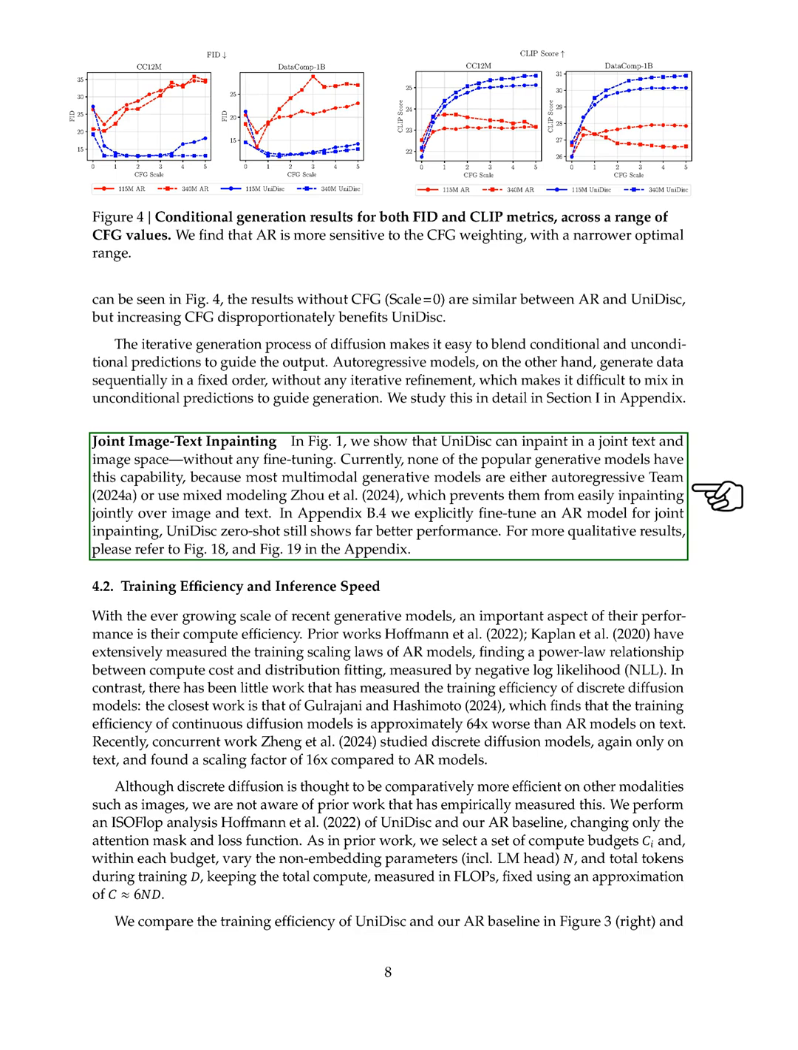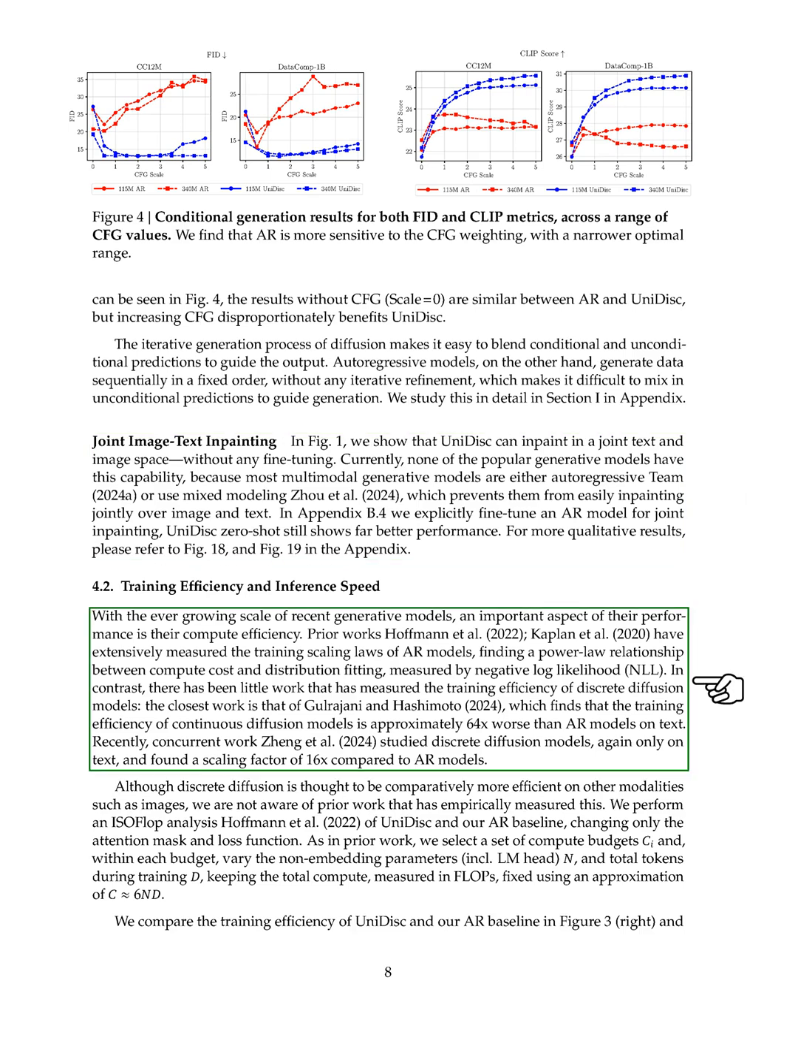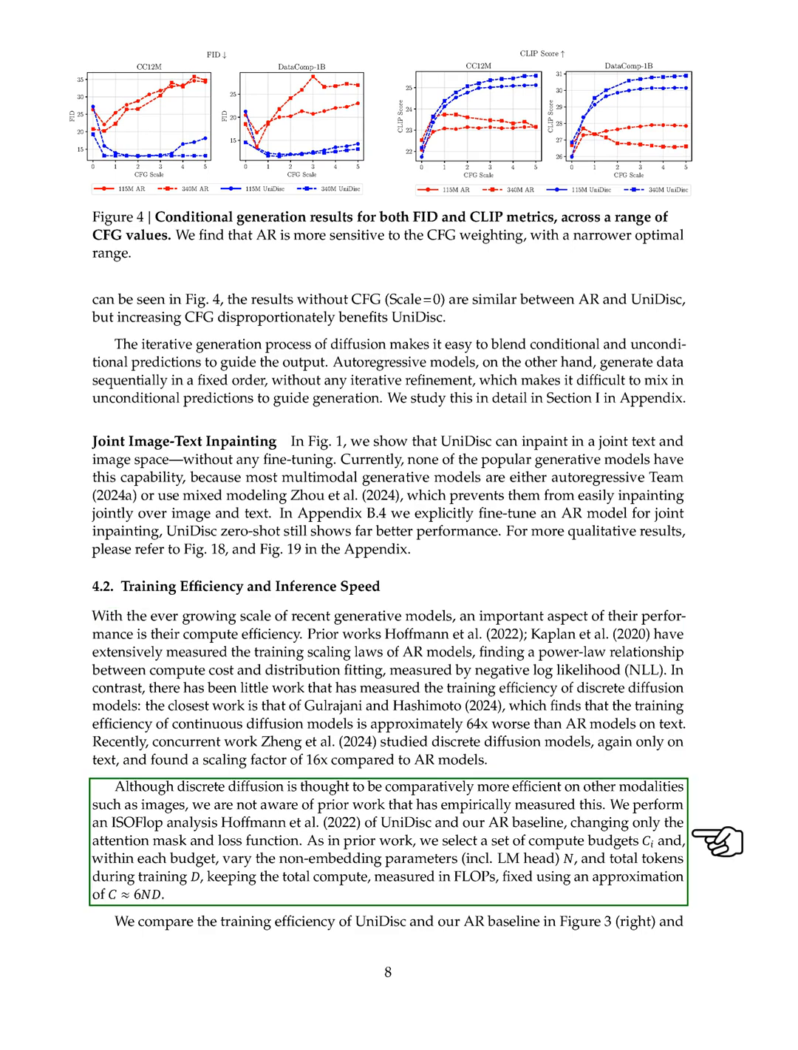Regarding training efficiency and inference speed, we analyze the compute efficiency of generative models. Previous studies have shown a power law relationship between compute cost and distribution fitting for AR models. However, there has been limited research on the training efficiency of discrete diffusion models. We conduct an analysis comparing UniDisc and our AR baseline, finding that UniDisc requires approximately 13.2 times longer training to achieve the same loss as AR models.